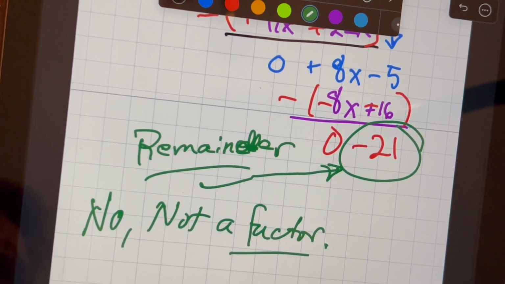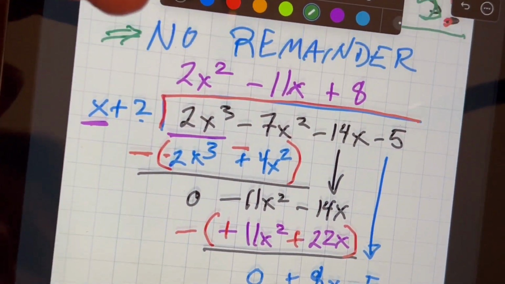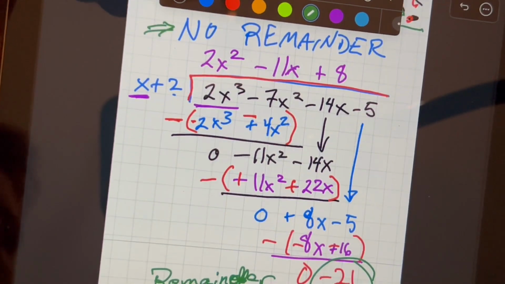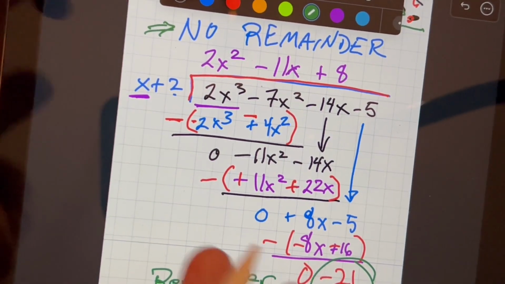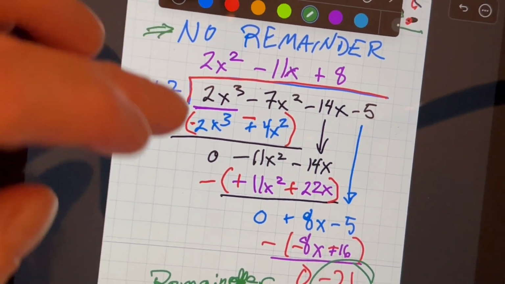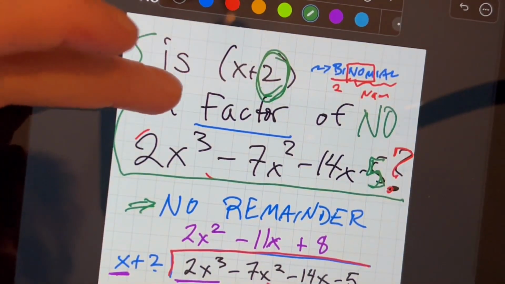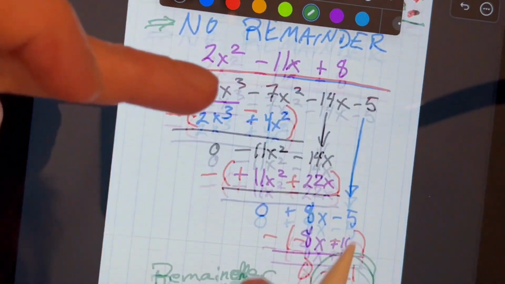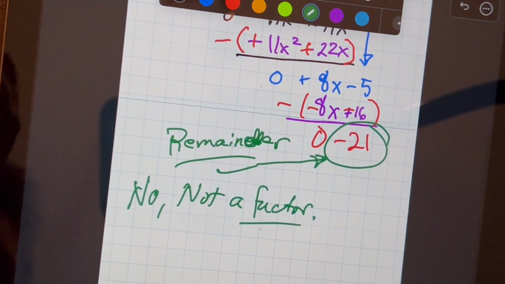Please don't forget to actually answer the question. I get that this was the bulk of the work, doing the polynomial long division. That's the bulk of the work. But the question was, is it a factor? No.